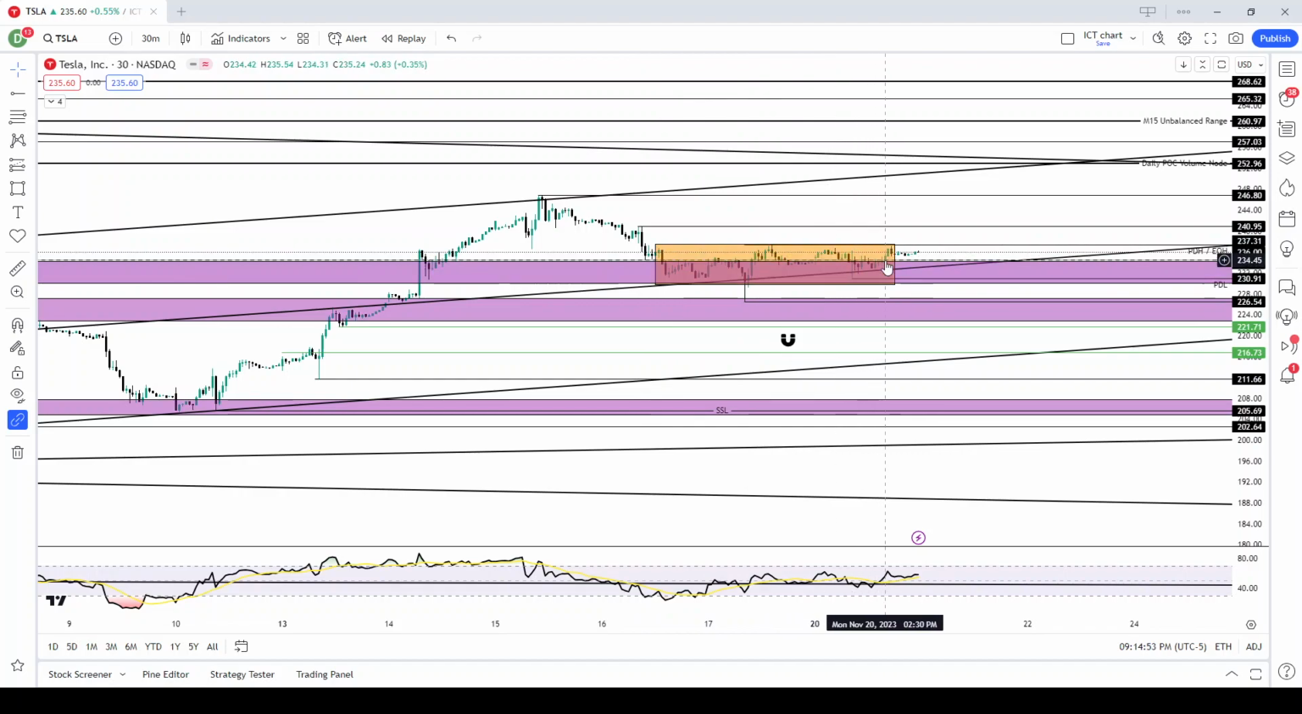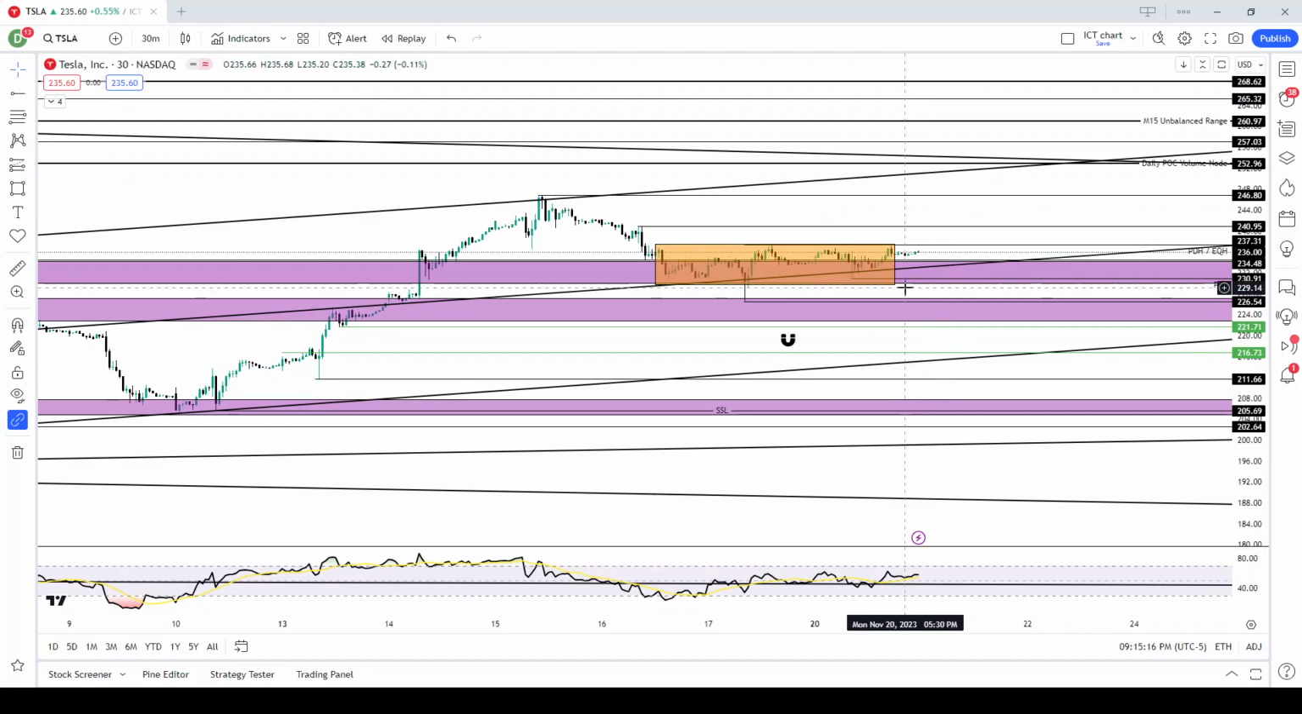We've been consolidating in this range since this drop. The wick held, gave us a reversal wick. We came back up. We're still inside the range. We didn't clear the range today. So a 30-minute candle closing above this range, we're then going to play the position to 241. And then we're going to play the position potentially up to 246, 247.